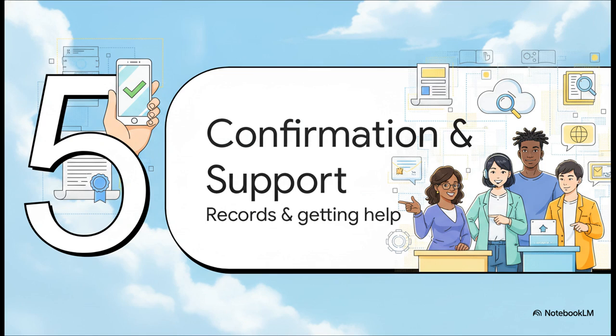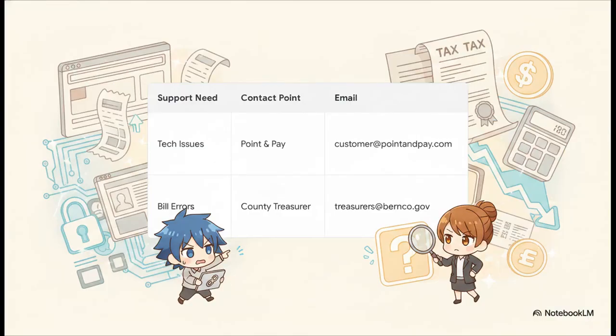Last but not least, Section 5, Confirmation and Resources. Keeping your record straight and knowing exactly where to get help. We definitely want to make sure you know how to finalize everything properly and exactly where to turn if you happen to get stuck. Because of that dual vendor system we talked about, support is actually split into two different areas. Knowing who to email is crucial.